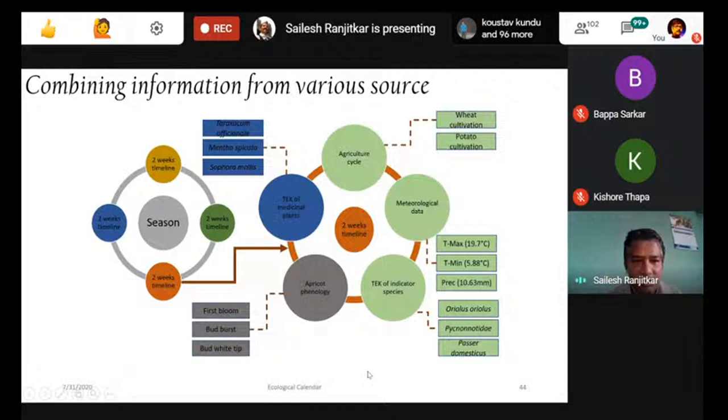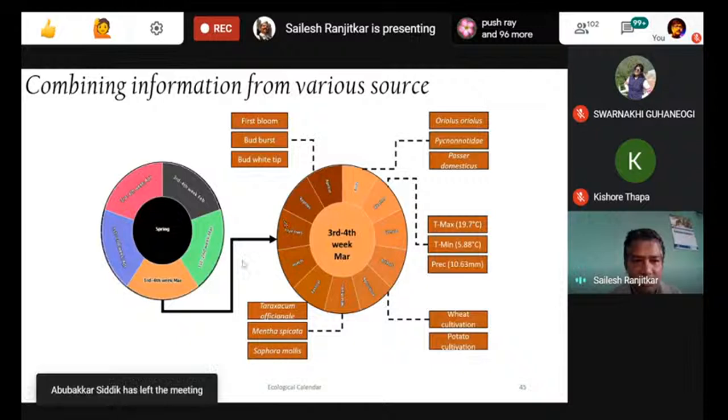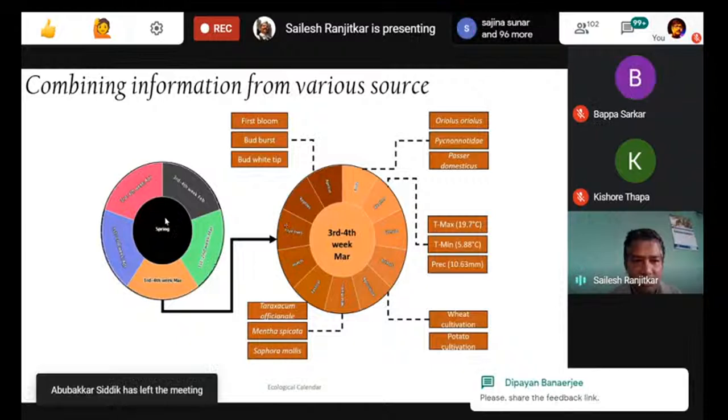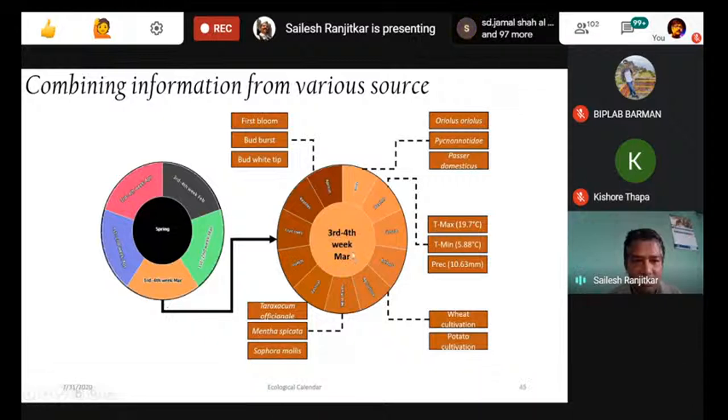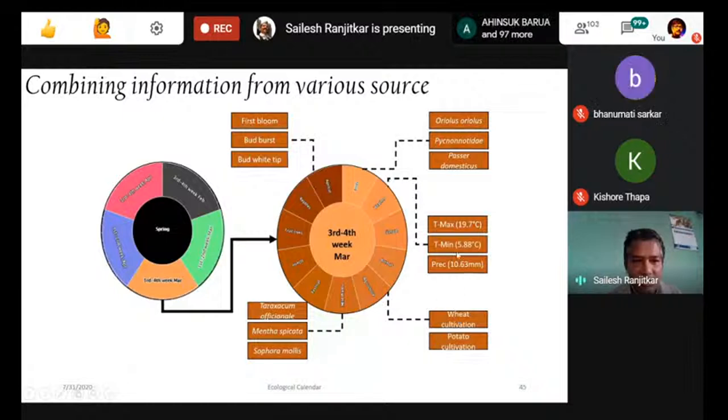This is how we are constructing this calendar, and all of this can be incorporated into a yearly calendar that includes different seasons. Here is an example from the spring, the third and fourth week of March. What activities are here? What kind of indicators are present? What kind of agriculture activity could be important? How are they linked with the local weather system?